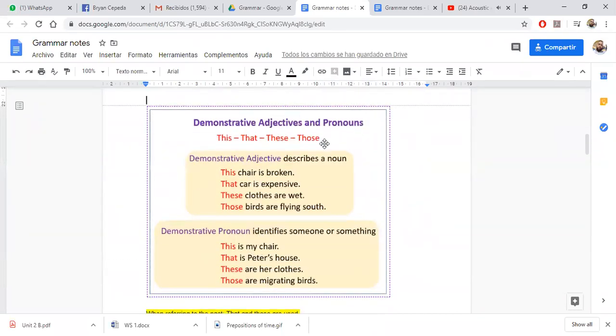So, demonstrative adjectives and pronouns. A demonstrative adjective describes a noun. This chair is broken. That car is expensive. These clothes are wet. And those birds are flying south.